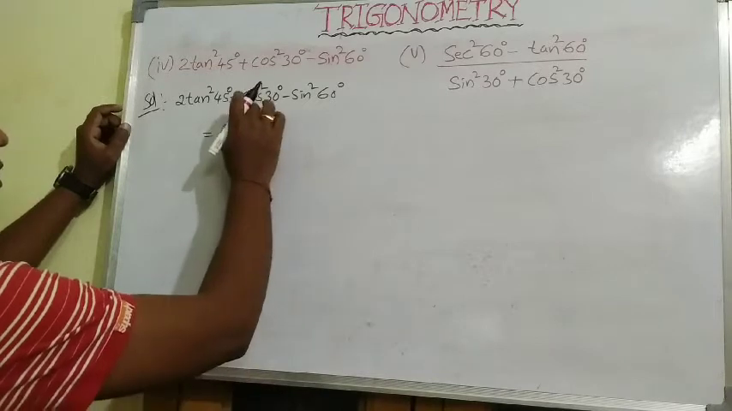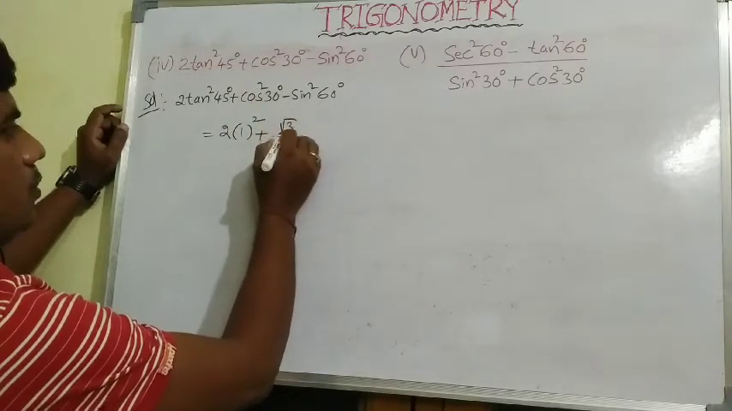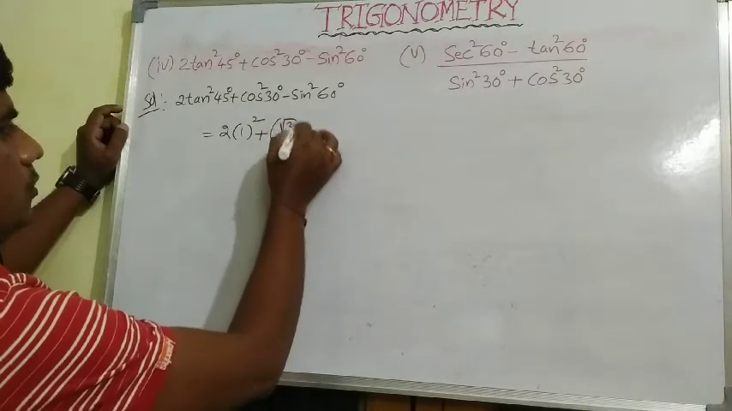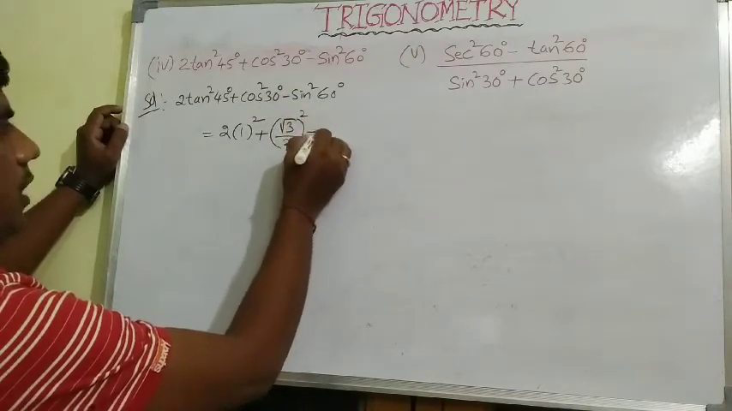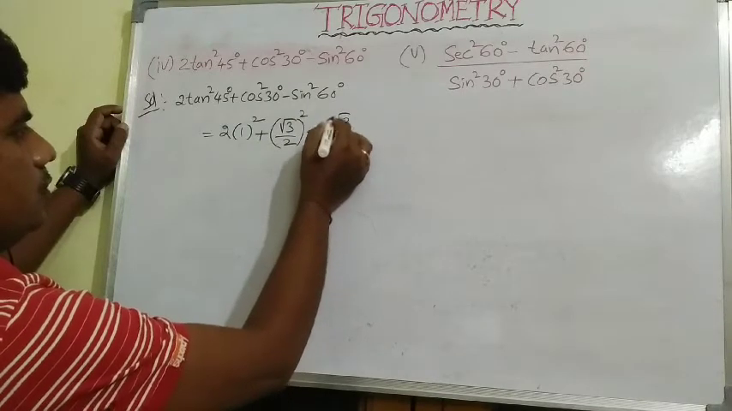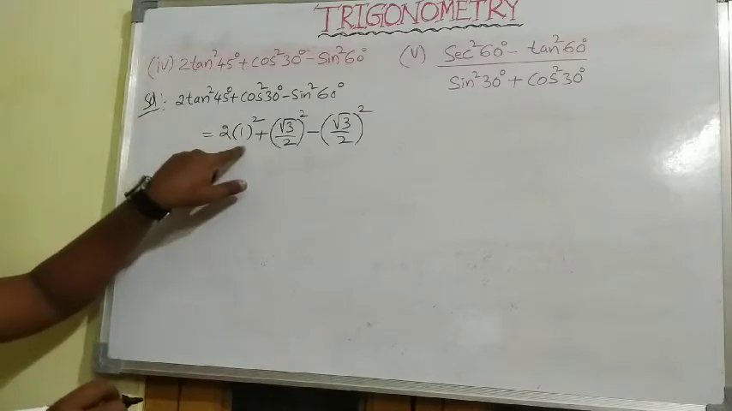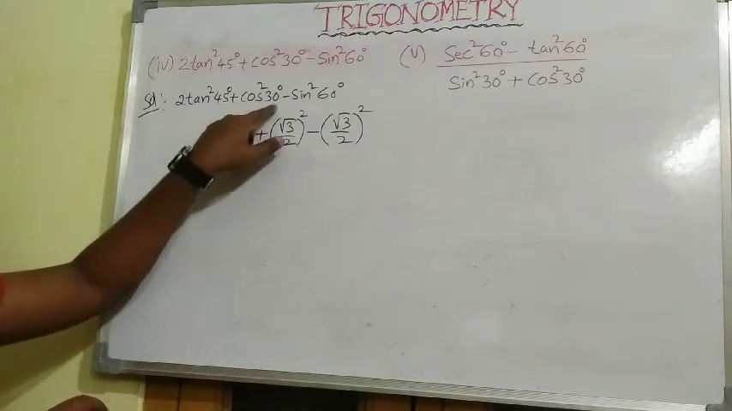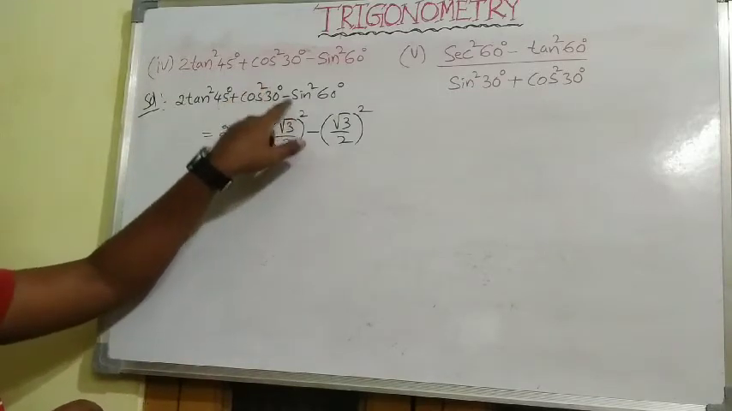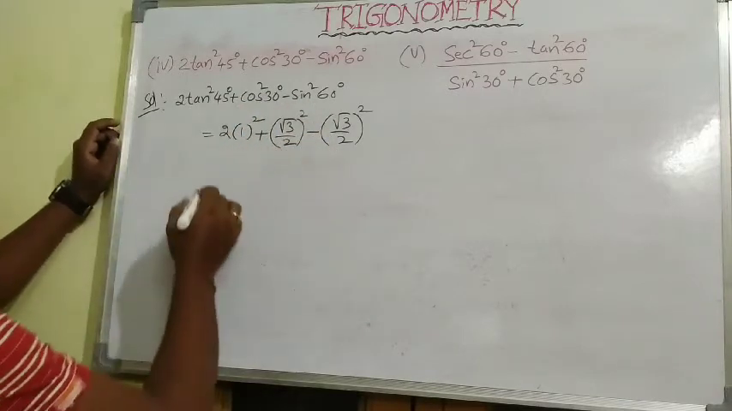Next, plus cos 30 value. So cos 30 equals root 3 by 2, whole square, minus sin 60 value, whole square. Sin 60 value is also root 3 by 2, whole square. So 2 tan 45 value 1 square, plus cos 30 value root 3 by 2 square, minus root 3 by 2 whole square.